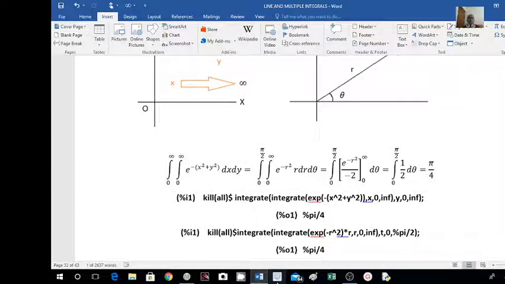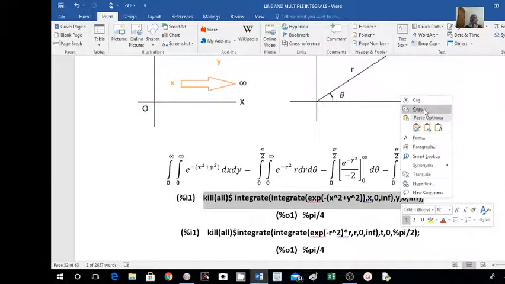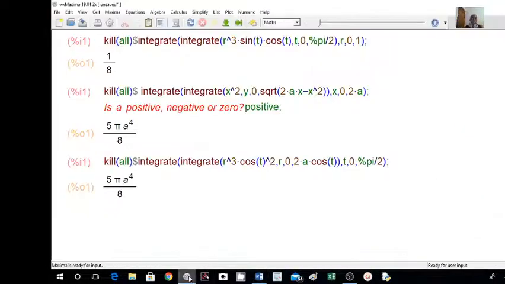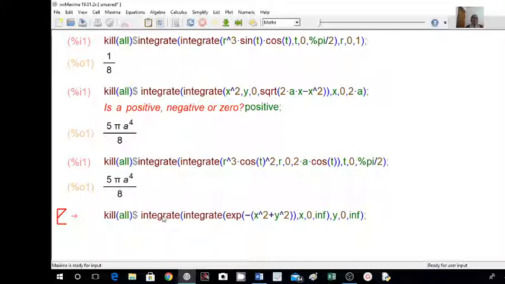Now again I will verify my result with Maxima. The first program is in Cartesian form itself. Copy, go to Maxima, Control V, paste here. So: kill all, dollar, integrate exp of minus of (x square plus y square), x ranges from 0 to infinity, y also ranges from 0 to infinity, with infinity written as INF. Just execute this program. I am getting pi by 4. This is the Cartesian form.